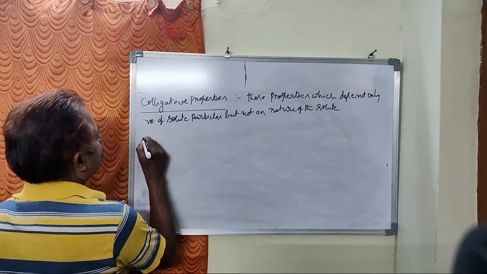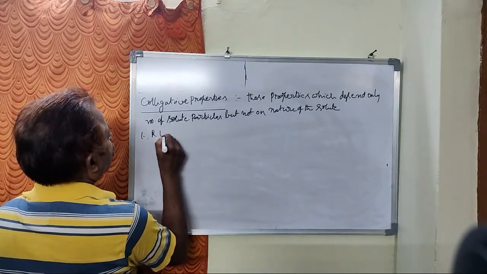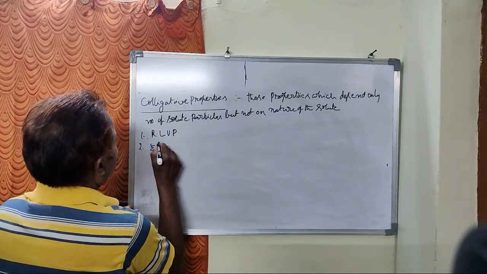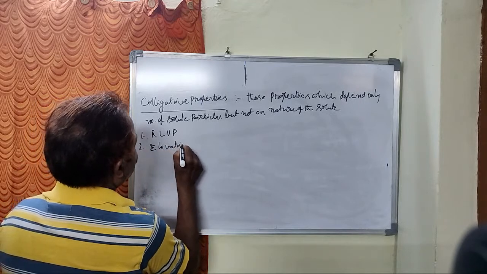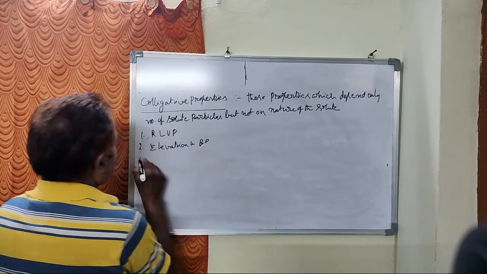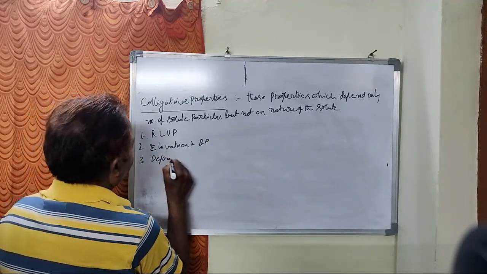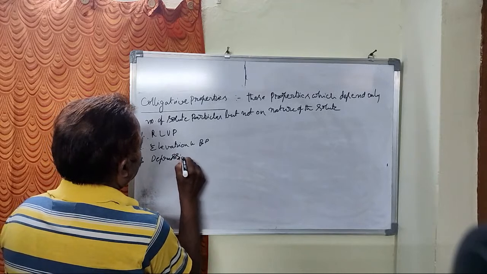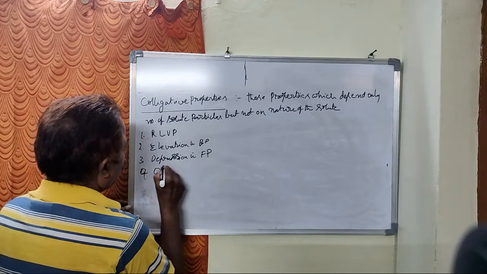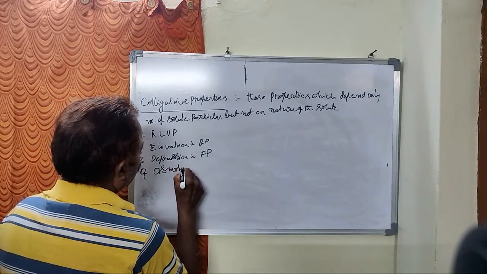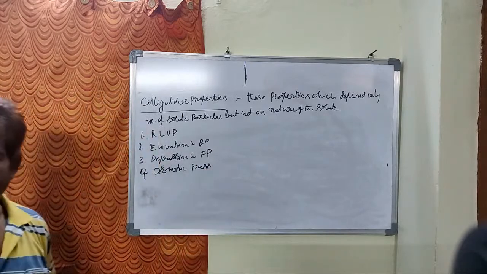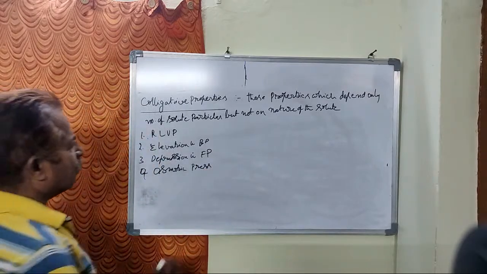So the colligative properties are relative lowering of vapor pressure, RLVP, the second one is elevation in boiling point, depression in freezing point, and the fourth one is osmotic pressure. Now, we discussed already relative lowering of vapor pressure. Now, elevation in boiling point.